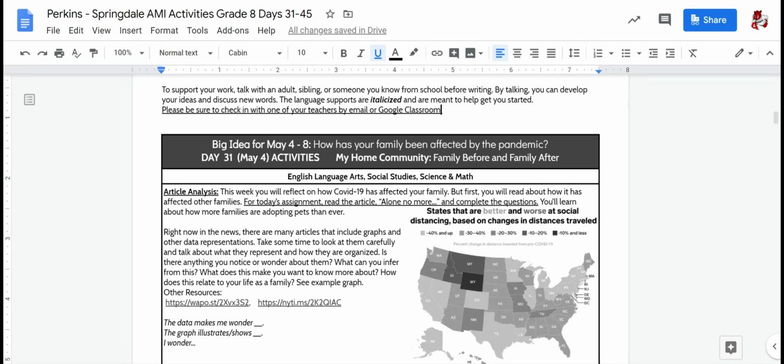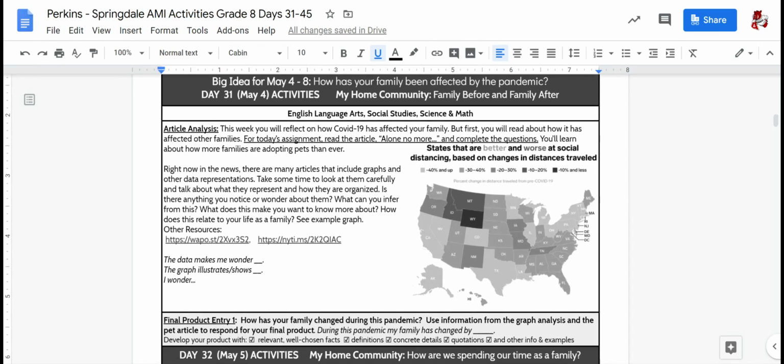To support your work, talk with an adult, sibling, or someone you know from school before writing. By talking, you can develop your ideas and discuss new words. The language supports are italicized and are meant to help you get started. Please be sure to check in with one of your teachers by email or Google Classroom. So if you have any questions, please reach out to a teacher via email and we would be more than happy to help you. Okay?